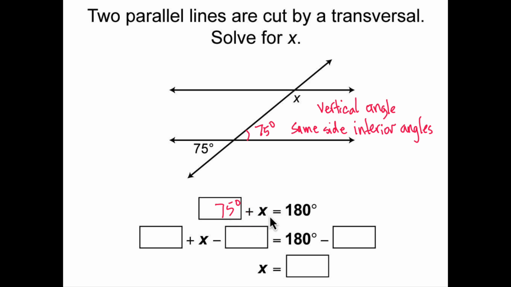75 degrees plus x equals 180 degrees. So we subtract 75 degrees from both sides of the equation. This gets rid of this 75 degrees, and solving for x, we get that x is equal to 105 degrees.